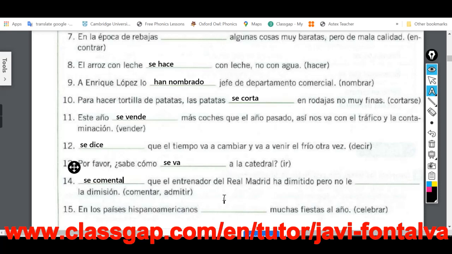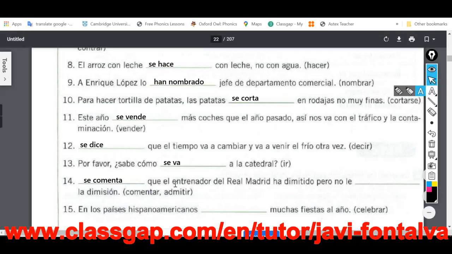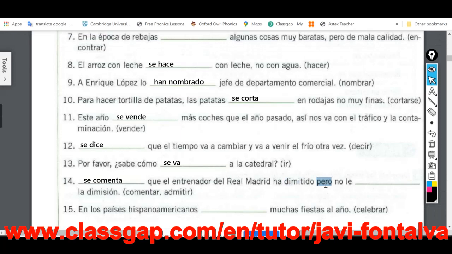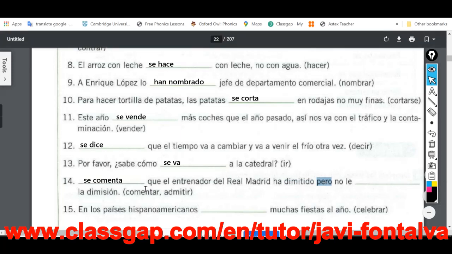So "se comenta". It's like people comment, or people commented that blah blah. Okay, people say or something like that. "Que el entrenador del Real Madrid, se admite"? Look here. We talk about el entrenador del Real Madrid. So what did he do? He wanted to quit. So we talk about him in the team, and something, something, dimisión. Dimisión is like resignation.